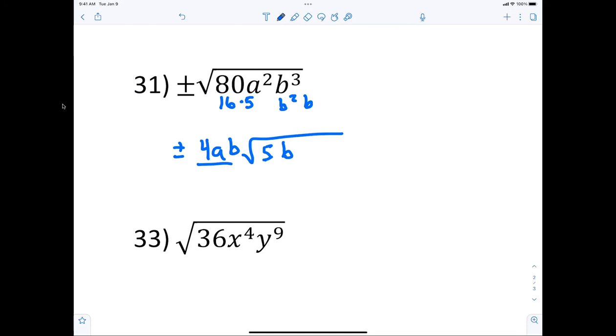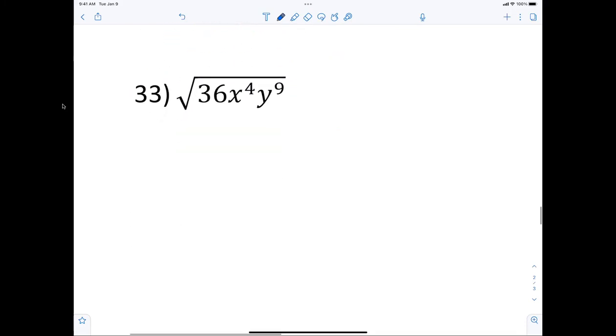No. All right. So now for 33, what's the square root of 36? 6. What's the square root of x to the 4th? X squared. What's the square root of y to the 9th? Y to the 4th and y, radical y left behind. Are you with me or not? Yeah.